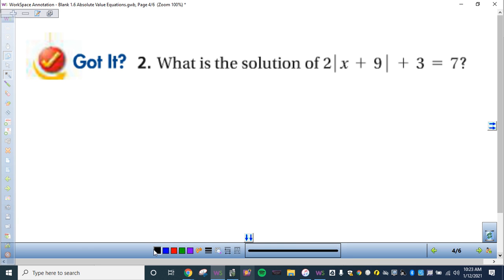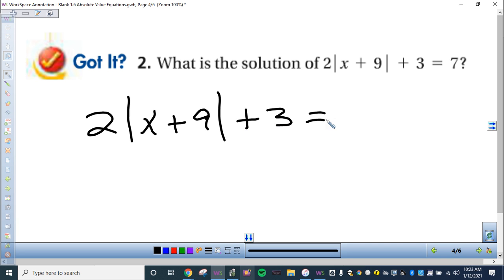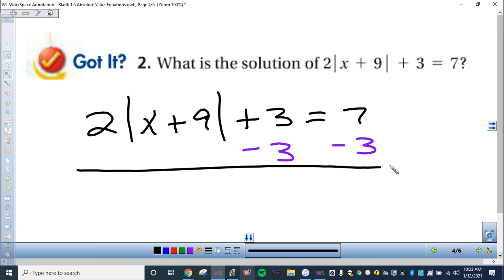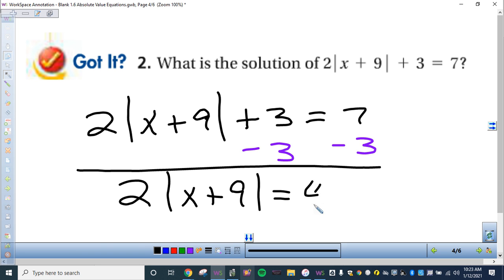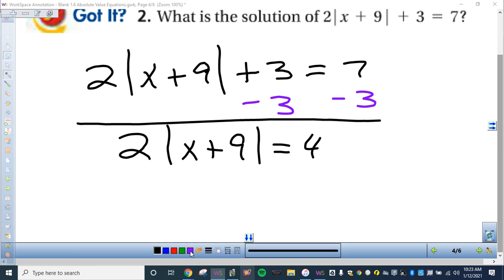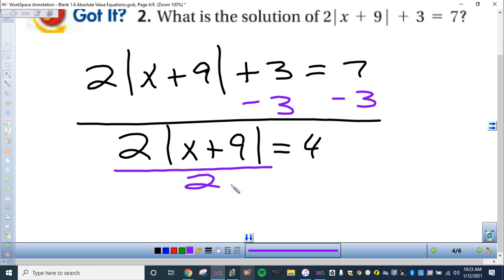Alright, I'm going to start doing this problem. We'll see if you guys got it right. First thing we're going to do is get that absolute value by itself. So we have 2 times the absolute value of x plus 9, and you can take your virtual hand down. Last step in getting the absolute value by itself is to divide by 2. So we have the absolute value of x plus 9 equals 2.